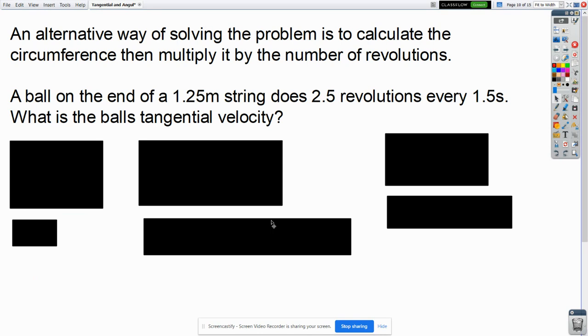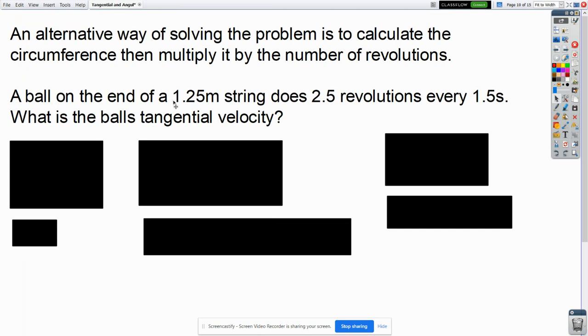An alternative way of solving the problem is to calculate the circumference of the circle, then multiply it by the number of revolutions. This will give you the total distance that the object covers, and then you can use it with the time that you're given to calculate the tangential velocity. I'll show you how that works.